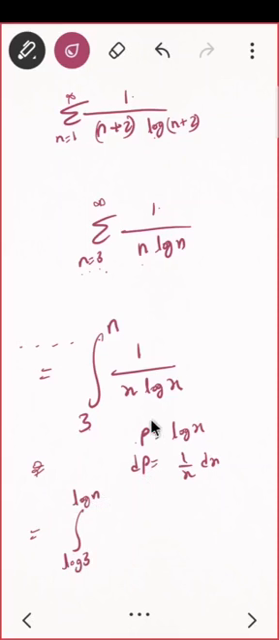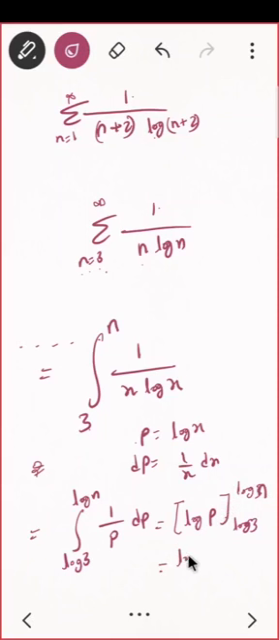and what else here, it will be just 1 upon p, correct? Do you agree? And what is the integration of 1 upon p? That is log of p, and put the limits log 3 and log n, which is clearly saying it does not exist. Can you see that log n? This is log of log n minus log of log 3.